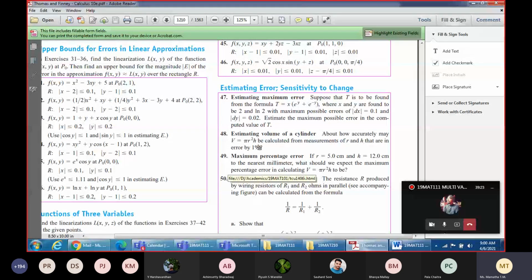Just solve problem number 47. Don't calculate the error. Just tell me what the changes in the function are with respect to x and y with the given points. The given point is x and y are 2 and ln 2. So x is 2, y is ln 2, and dx value is 0.1 and dy value is 0.02.